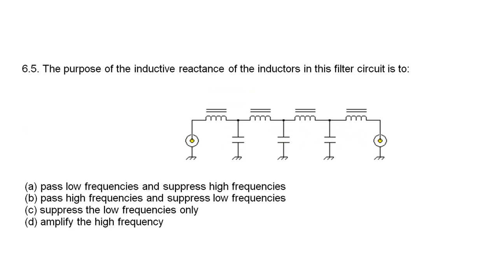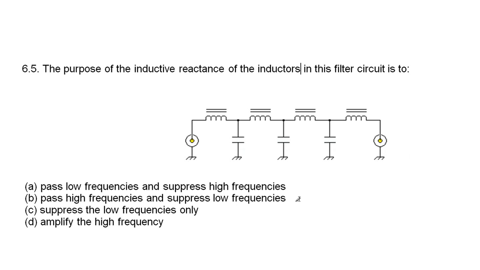Question 6.5. The purpose of the inductive reactance of the inductors in this filter circuit is to. Now I'll tell you what the filter is in a moment, but we don't need to know this to answer the question. We will be talking about filters later on. The purpose of the inductors in series is so that their inductive reactance can suppress high frequencies, and the reason being is that for low frequencies, using the equation XL equals 2 pi FL, for low Fs the inductive reactance will be low. For high Fs, high frequencies, the inductive reactance will be high, and that will stop the passage of high frequencies through this filter.